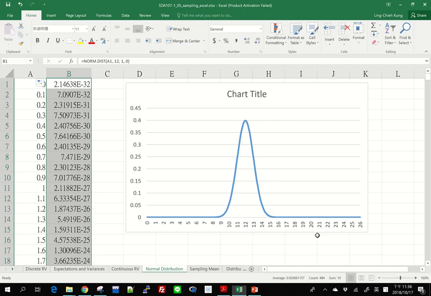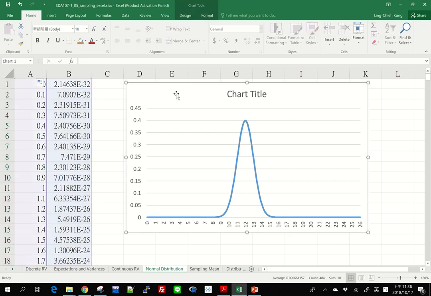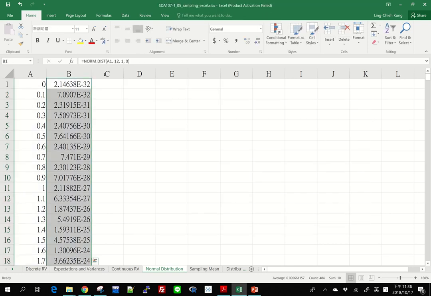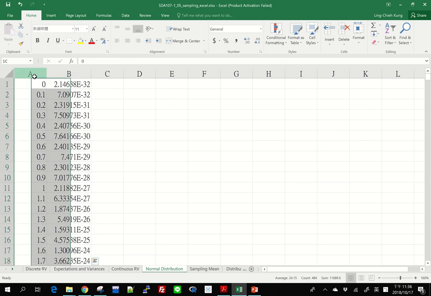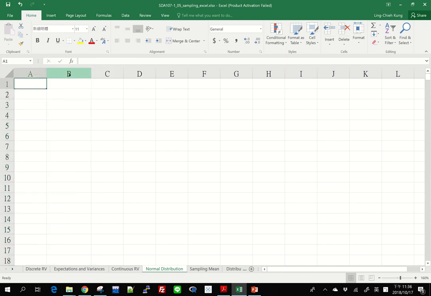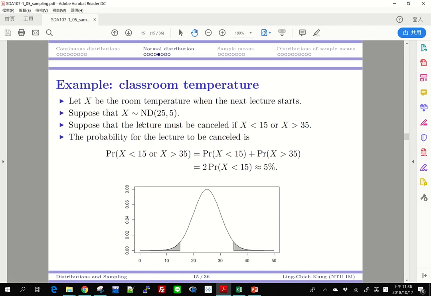Basically, we just need to use again that NORM.DIST function. And all we need to do now is to change from PDF to CDF. So very quickly, let's see how to do it. For example here, I have a normal random variable whose mean is 25 and the standard deviation is 5. Okay, how about we start from a cutoff value that is 15.